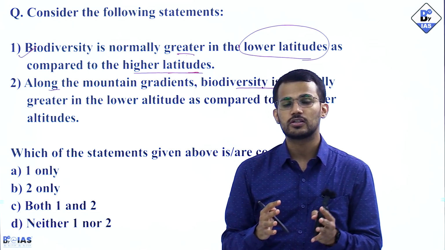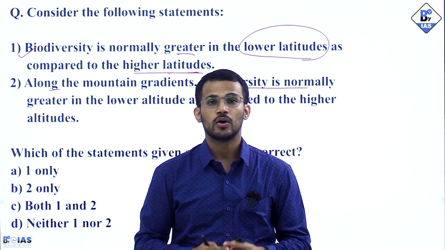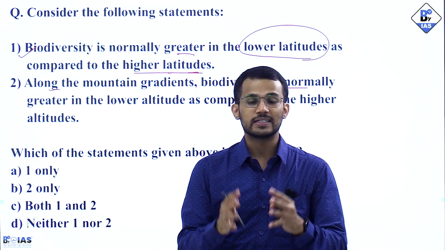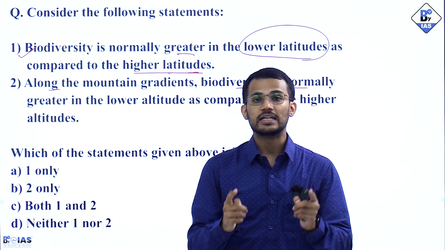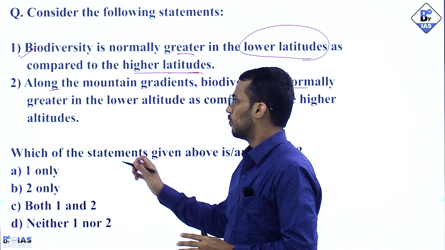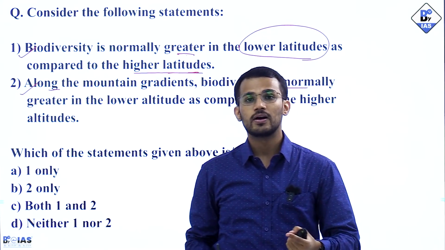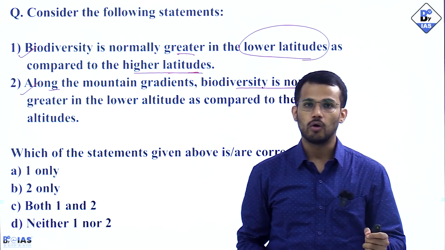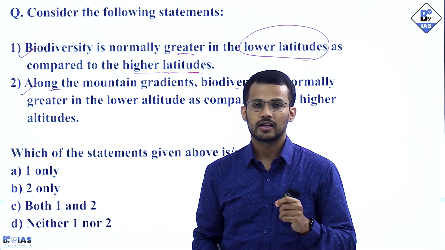So if conditions go on becoming harsh for the growth of life, obviously at the higher altitudes we will have lesser biodiversity compared to lower altitudes where conditions may be favorable, right? And that is the reason why at the lower altitudes of mountains, we have high biodiversity compared to higher altitudes of mountains, right? So even the second statement is a correct statement.